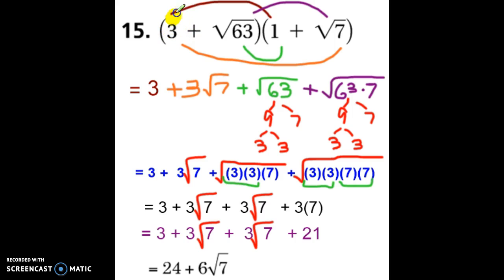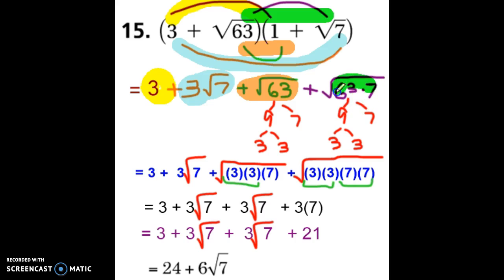So I'm going to do my first term. I'm going to go 3 times 1. So I got 3. I'm going to do my outer term, 3 times square root of 7. And then I'm going to do my inner term, 1 square root of 63. And then I'm going to do my last terms. So square root of 63 times 7. That's how I got this.